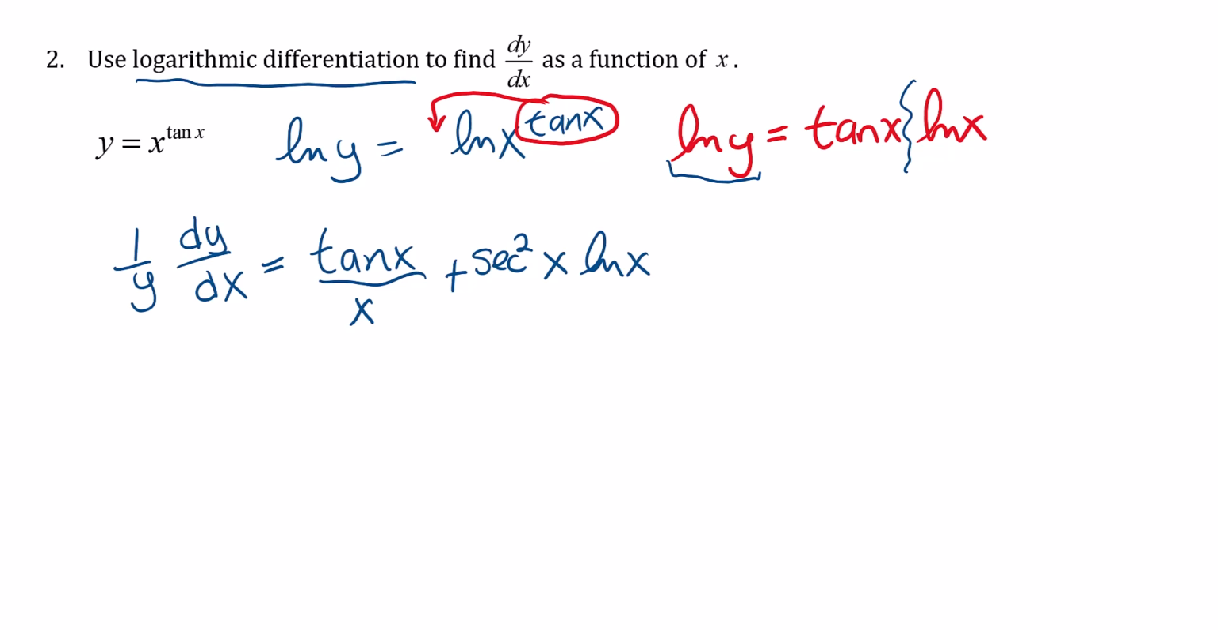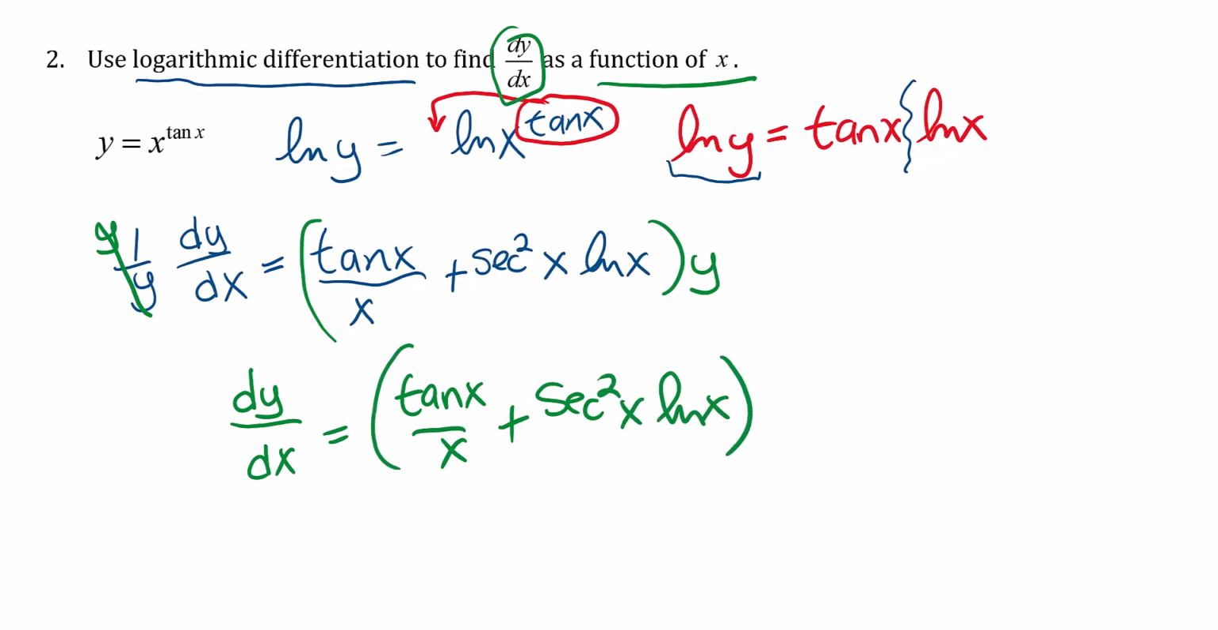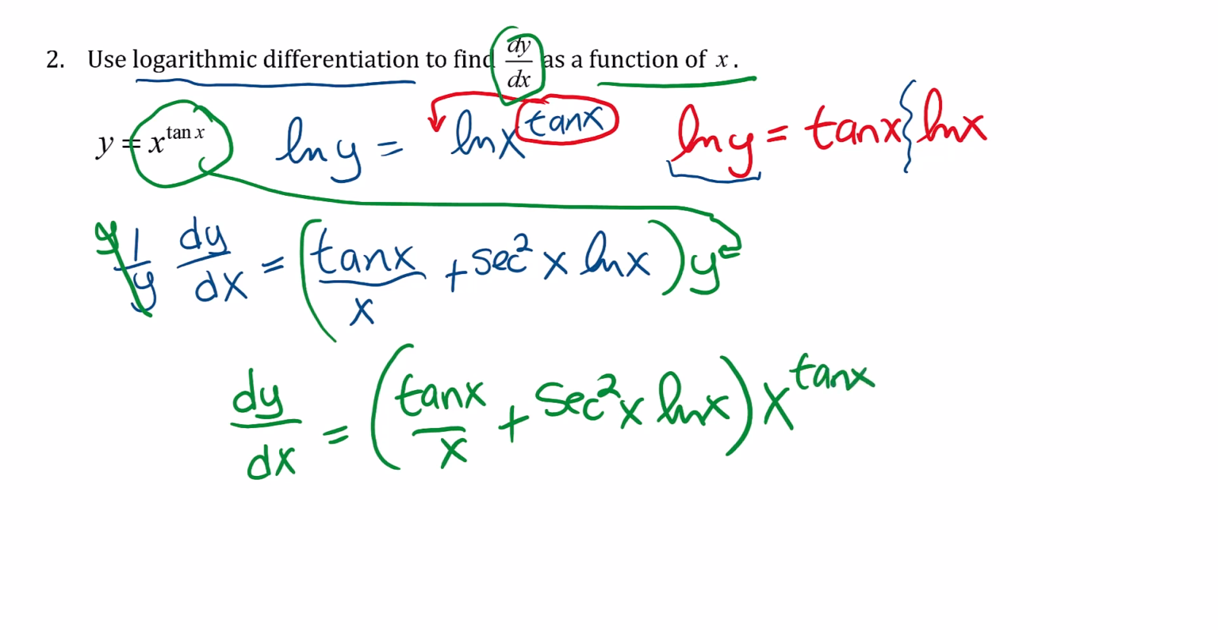So now we want to find dy/dx, so we're going to multiply this side by y, and we'll multiply this other side by y, but we don't want it in terms of y, we want it as a function of x. So dy/dx will equal tangent x over x plus secant squared x natural log of x, and that whole thing will be multiplied by y, but y equals x to the tangent x. So we're going to replace the y with that function of x.